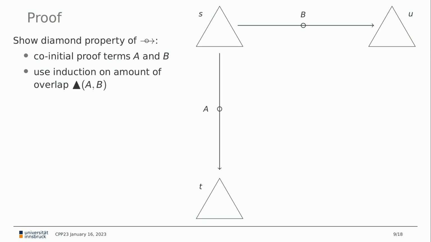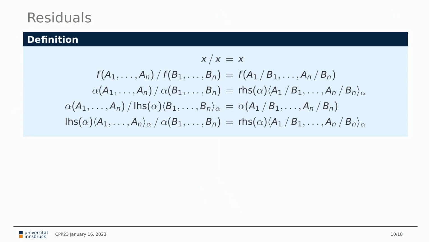Okay. So we were at the amount of overlap. This can be computed by simply labeling the sources of the terms and then counting where labels overlap, and this gives us this function here. And now, since we do induction, we first look at the base case, which is that we have no overlap, and this can be handled quite nicely by residuals. These were also introduced by Van Oostrom for proof terms. So this is the definition here.